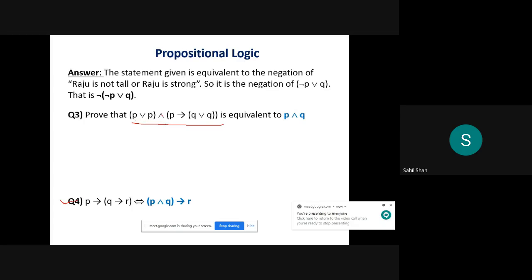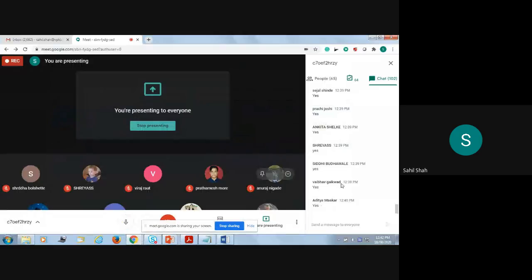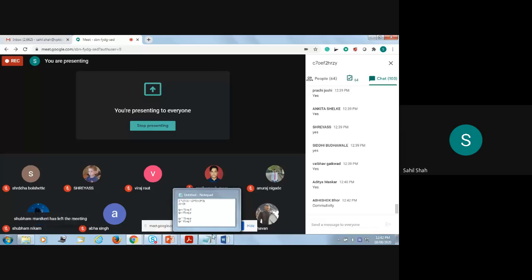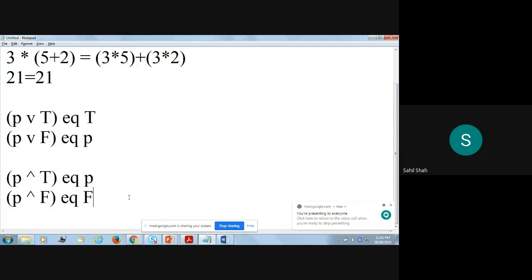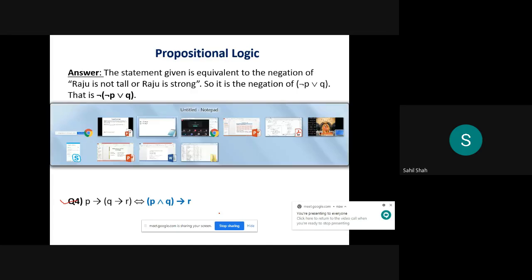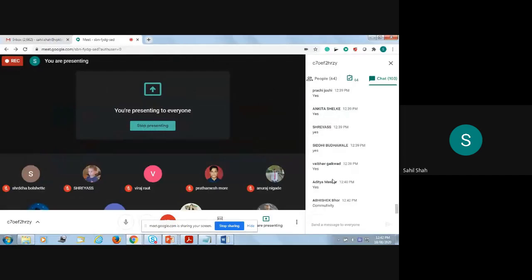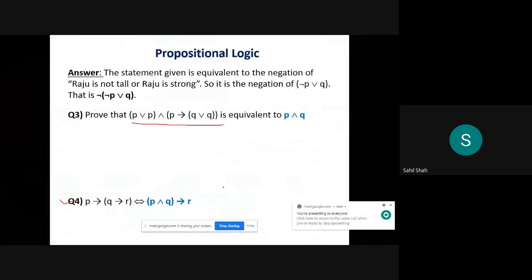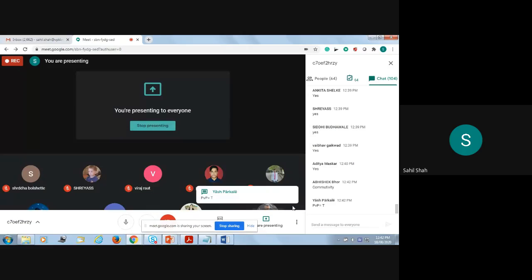We have to solve this: P or P conjunction P conditional Q or Q is logically equivalent to this. Any hint in the chat window so that I could know? Abhishek is saying committed to T. Yash Parkar is saying something interesting. P or P.